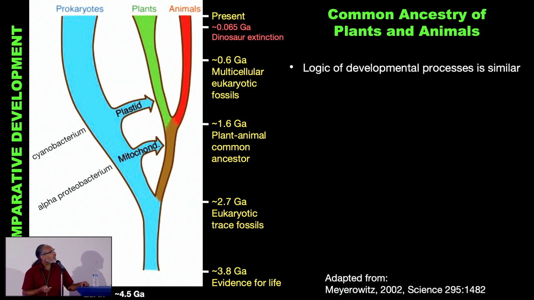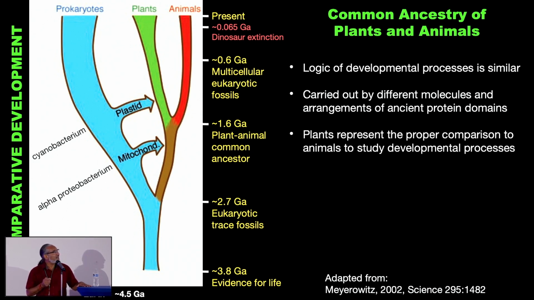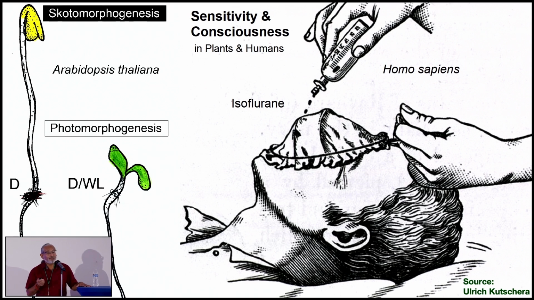So why am I showing this? Well, the logic of the developmental process is similar in life. It is survival. Any organism, they're using different molecules and arrangements of different molecules, but there are protein domains, regions that we can trace back all the way to the old prokaryotes. So protein domains and many things are very highly conserved. We do believe that plants do represent a proper comparison to animals and can be used to study pathways and mechanisms.